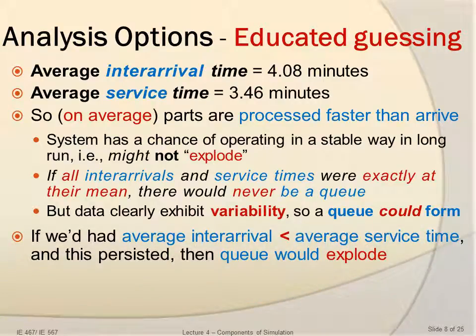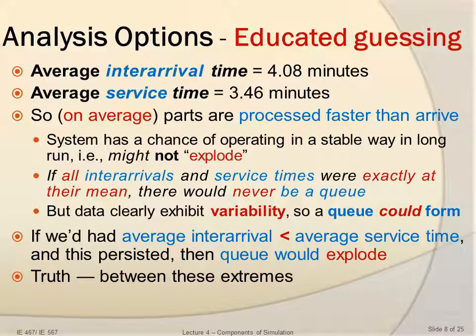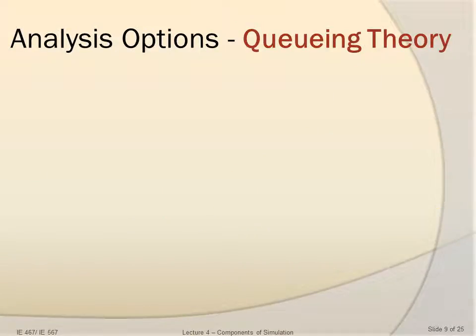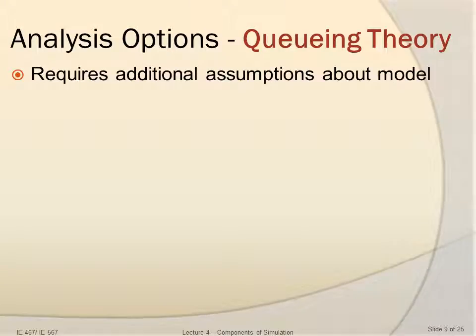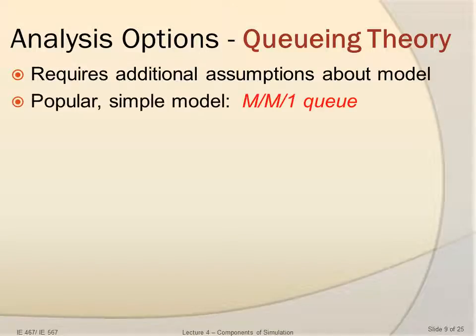If we had an average interarrival less than average service time and this persisted, then the queue would explode because we would keep getting more and more parts and not getting them out of the system. So of course the truth is between these extremes, and guessing has its limits. So another analysis option is to apply queuing theory, and it requires additional assumptions about the model.